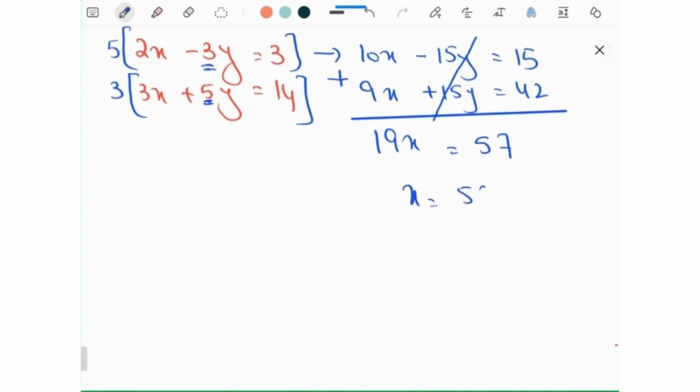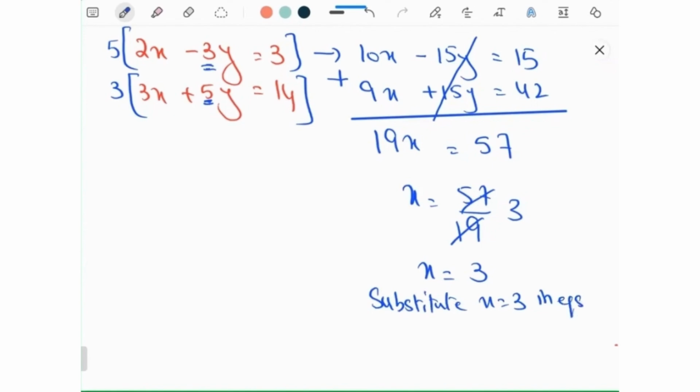X is 57 upon 19. 19 threes are 57, so x is 3. Automatically one variable will be eliminated and the value of the other variable will be found. Substitute the value of the variable found in one of the original equations. Substitute x is equal to 3 in, let's say, equation 1.